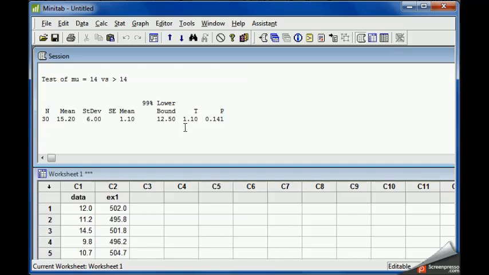As we have seen, t naught is 1.1. This is also the value for the p-value. So we have the p-value 0.141. We have chosen a 99% confidence interval, so our alpha is 1%. We have seen that the p-value is larger than 1%, which means the p-value is larger than alpha. If the p-value is larger than alpha, we fail to reject the null hypothesis.